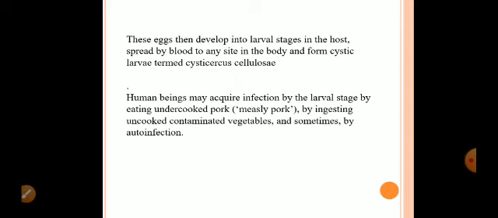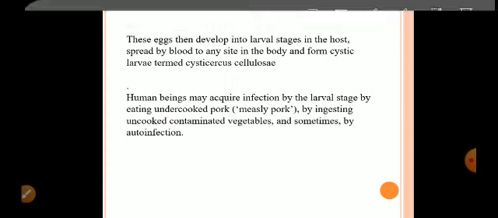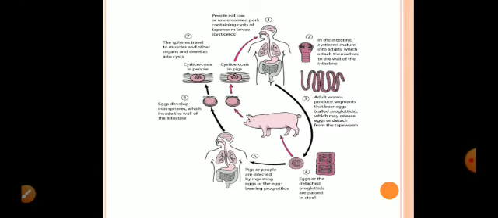Human beings may acquire infection by the larval stage by eating undercooked pork or by ingestion of uncooked contaminated vegetables, sometimes by autoinfection. This is the picture showing the life cycle of cysticercosis. When we eat raw or undercooked pork containing cysticerci, the tapeworm larvae, in the intestine, cysticerci mature into adults, which attach themselves to the wall of the intestine.